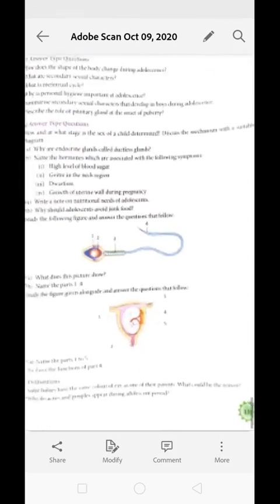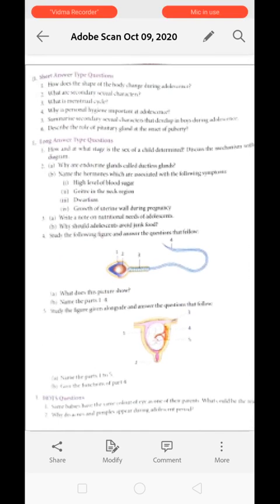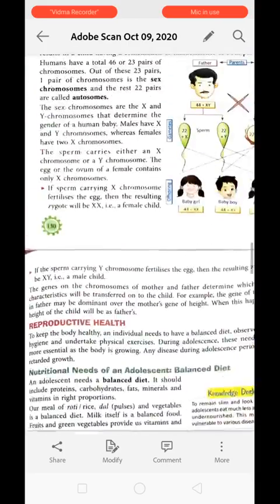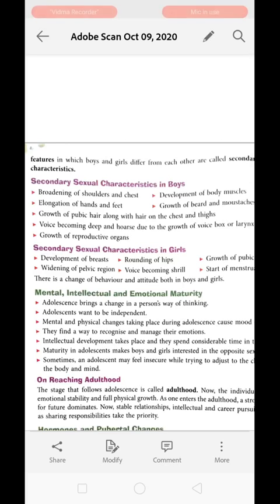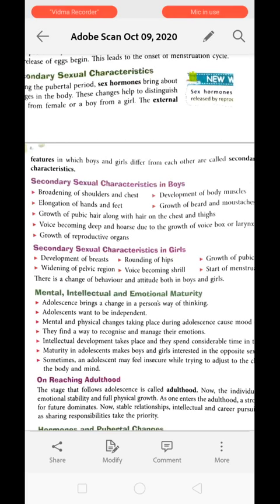Next question. Summarize the secondary sexual characters that develop in boys during adolescence. It is given here. For the secondary sexual characters of boys, you will write each of the points in your copy. Next question.